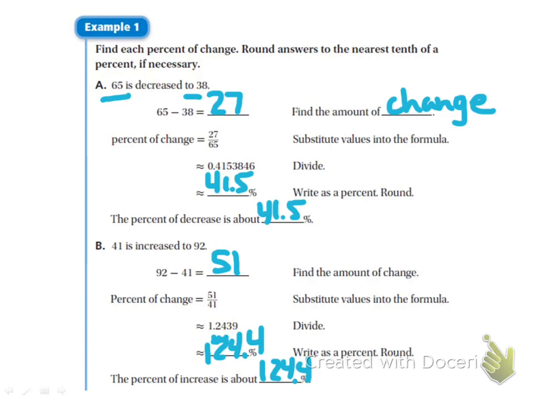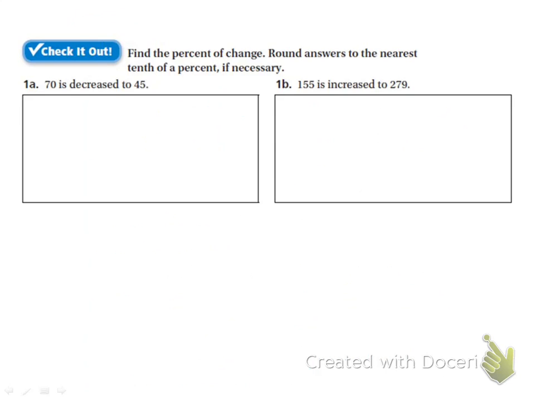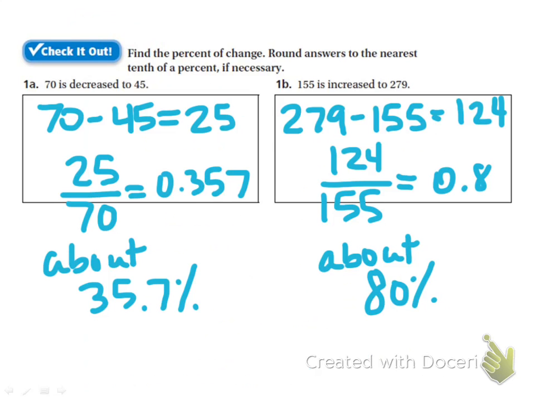Okay, I'd like you to take a minute and do example, check it out, 1A and 1B on your own. Please pause the video. Okay, you should have found that. Check it out. 1A, 70 minus 45 was 25, divided by 70 is about 35.7%. 1B, 279 minus 155 is 124, divided by 155 is about 0.8, which is 80%.